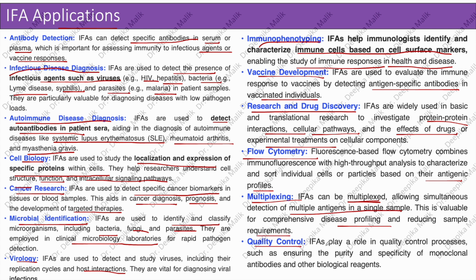Quality control. They play a role in quality control processes such as ensuring the purity and specificity of monoclonal antibodies and other biological reagents. In the next lecture video, we'll discuss ELISA, that is enzyme-linked immunosorbent assay.